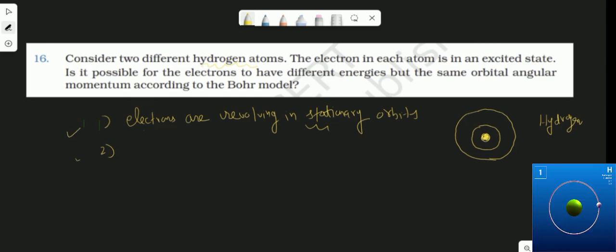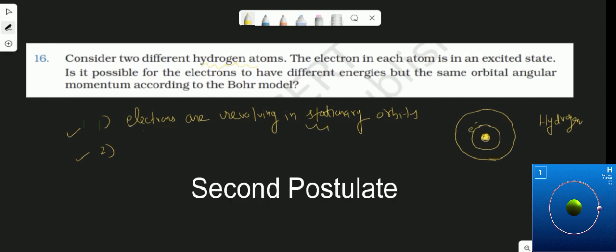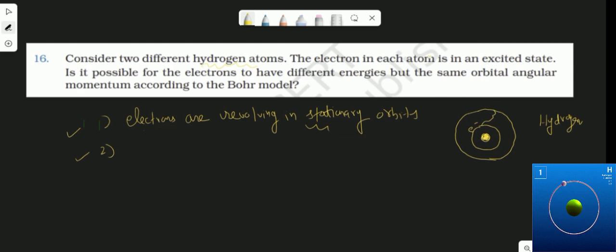The second postulate was that the electron will jump to another orbit only when it receives energy from some radiation or due to some collision, and then it moves to another orbit. So the movement between two stable orbits, or so-called stationary orbits, is dependent on some electromagnetic radiation being absorbed by the electron or vice versa.